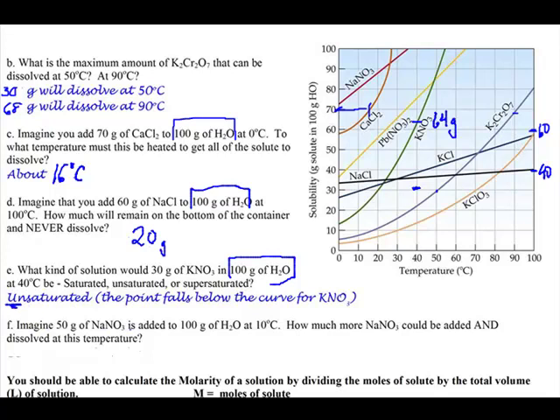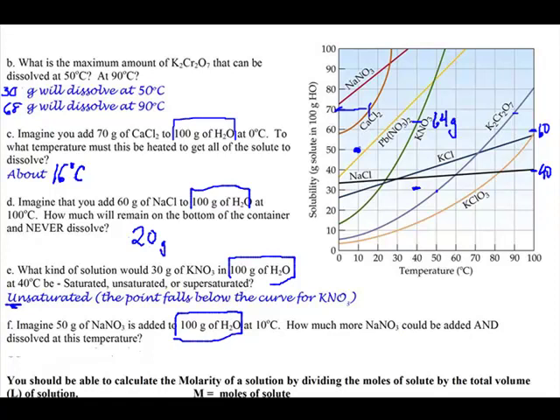Imagine 50 grams of NaNO3 is added to 100 grams of water. Nice, last problem. We still haven't used a ratio. At 10 degrees. So 50 grams at 10 degrees. Let's go find where that point is. 10 degrees, 50 grams. Put a little circle right there. How much more NaNO3 could be added and dissolved at this temp?